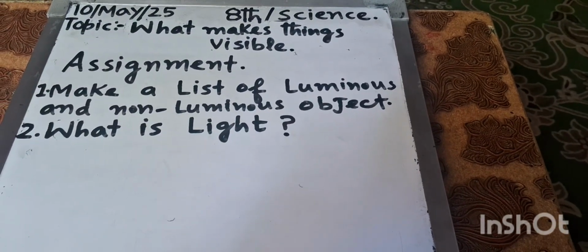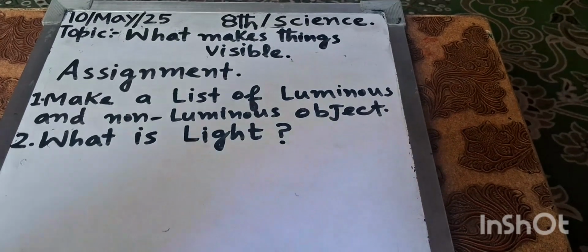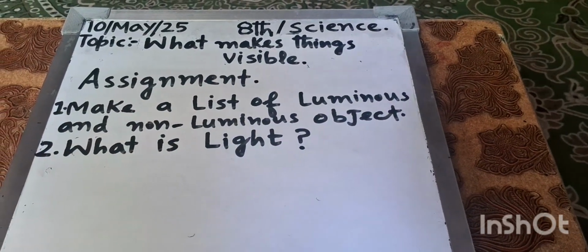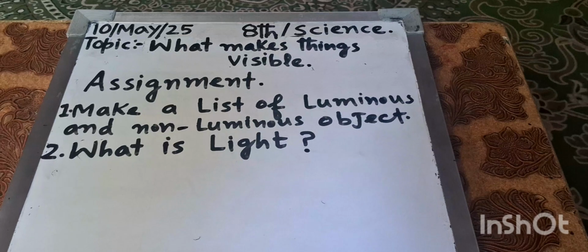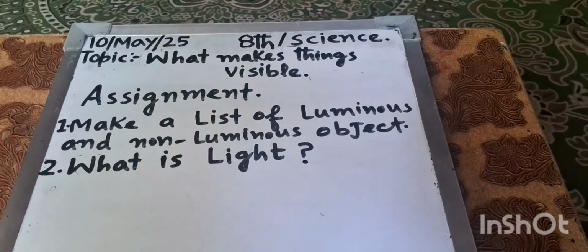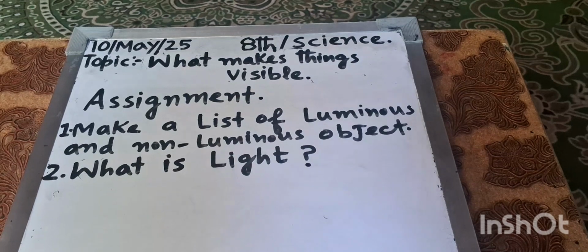As of now we have completed today's topic, that is, what makes things visible. You are advised to make a list of luminous and non-luminous objects and also learn the topic from your textbook.